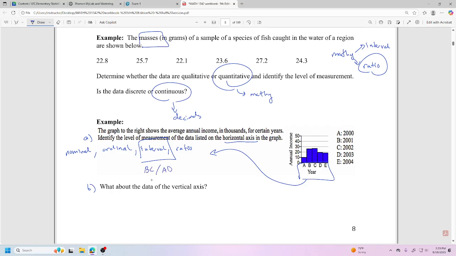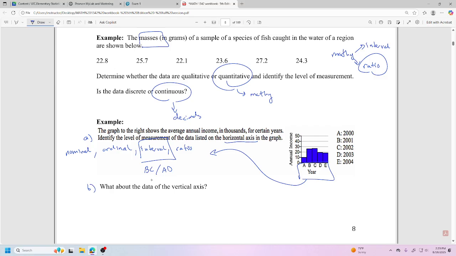I know right now it doesn't make a lot of sense, because it's only in the 2000s, but it's still a year. And so maybe they were doing studies of annual income in negative BC years. I don't know, kind of sounds weird. But there you go. That was exactly right. If you're talking about years, interval.